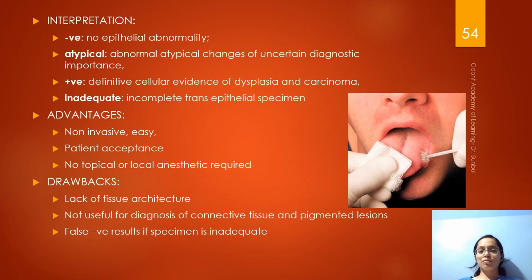Interpretation is, if no epithelial abnormality is there, then it will be negative. If the test comes out as atypical, that means abnormal atypical changes of certain diagnostic importance were seen. If it is positive, then it means that the cells show dysplasia and carcinoma. And if it's inadequate, that means the specimen that was collected wasn't good enough. We'll have to repeat the test.